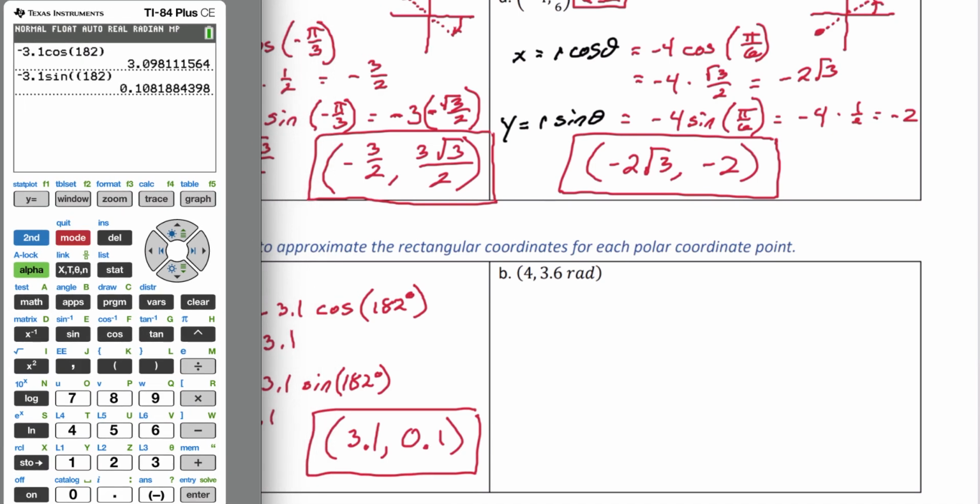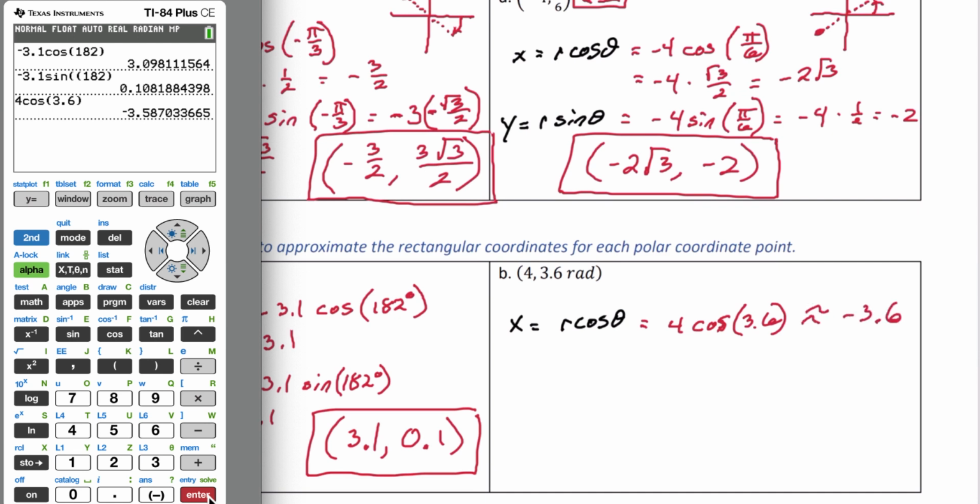So x is r cosine theta. More specifically, for cosine of 3.6, we're in radians, so we'll just type in 3.6. And this gives us roughly negative 3.6.